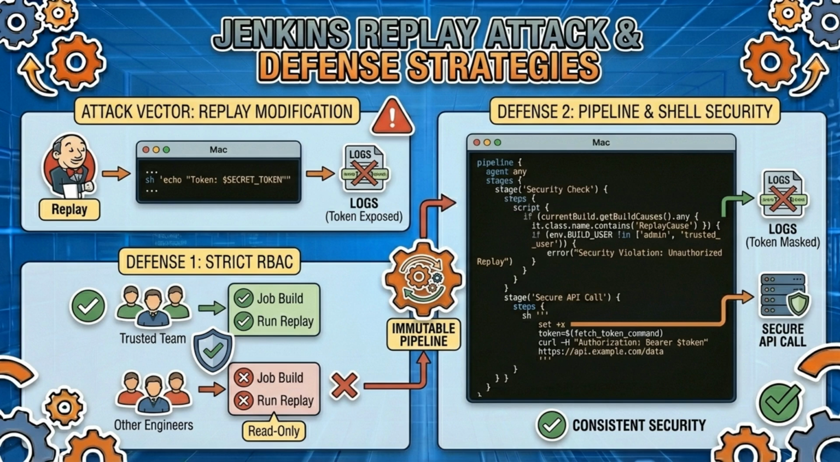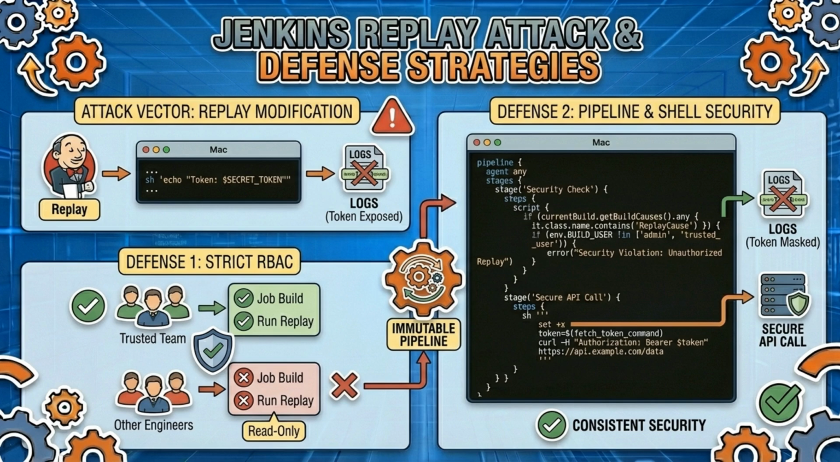The first line of defense against this is strict role-based access control. Using the Jenkins Matrix Authorization Strategy or RBAC plugins, you must isolate this pipeline. Ensure that only a highly trusted subset of specific team members is granted the job build and replay permissions. For the rest of the engineering organization, this job should be strictly read-only or completely hidden.